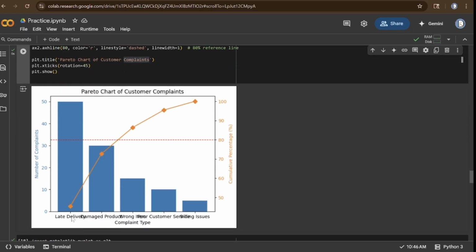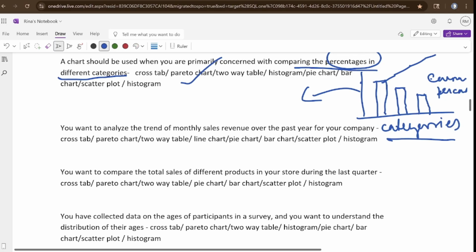So see. This is for late delivery, for damaged product, different types, and you can see that they are in descending order, and after that the cumulative is also calculated. So you can compare the cumulative percentages, you can compare the percentages of different categories. Clear? Now you understand why Pareto chart is most suitable. Fine, now let's do the second one.